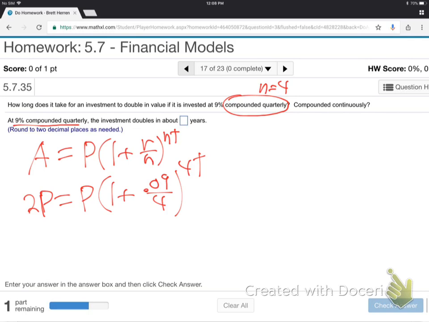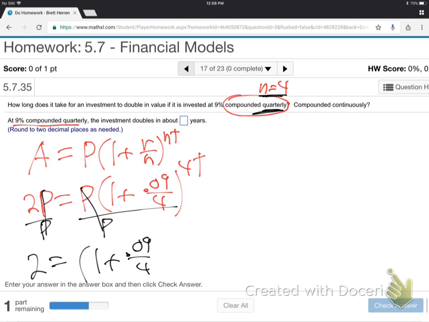Okay, we good to there? Am I going too quick? Does that make sense to there? So doubling, 2p. All right, what's my first step? Divide out p. And everybody saw it compounds quarterly, so n is 4, right? So divide out the p. 2 equals 1 plus 0.09 over 4 to the 4t.